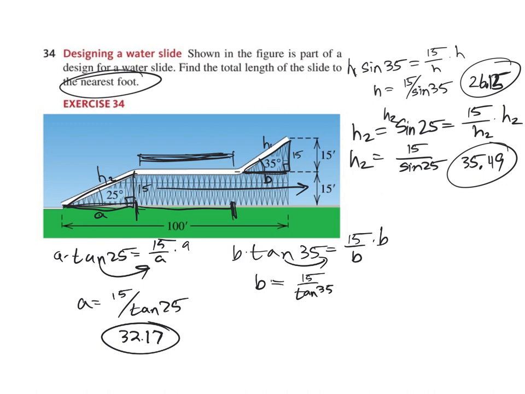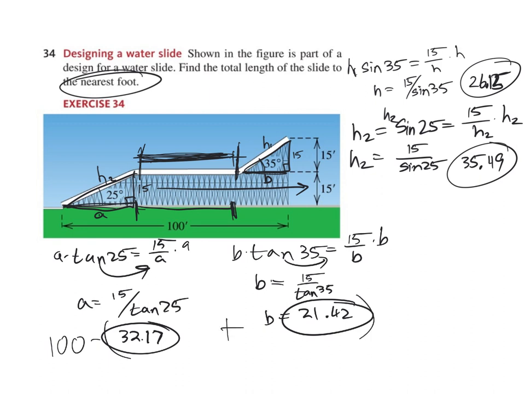And that is 21. So B is equal to 21.42. All right, so far so good. We're not adding these together, not adding A and B. This is to help us figure out the center section here, okay? So if we take 100 minus those two added together, that'll give us that center section.